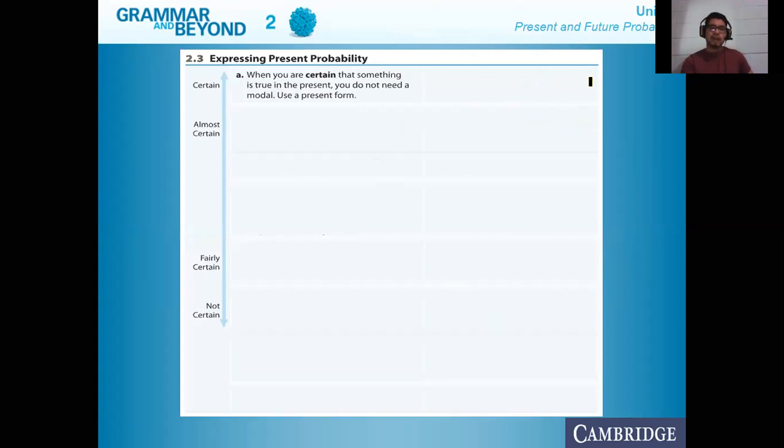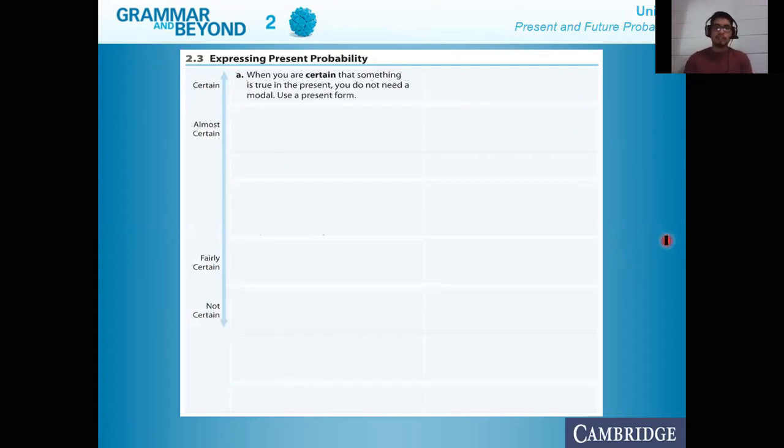So first we have the first use, and you see that over here we have a scale that starts with certain, almost certain, fairly certain, and not certain at all. And we have some space in the bottom over here that will be for the exceptions. So right now, let me move something out of the way. So we're going to start with the first use, that is letter A.